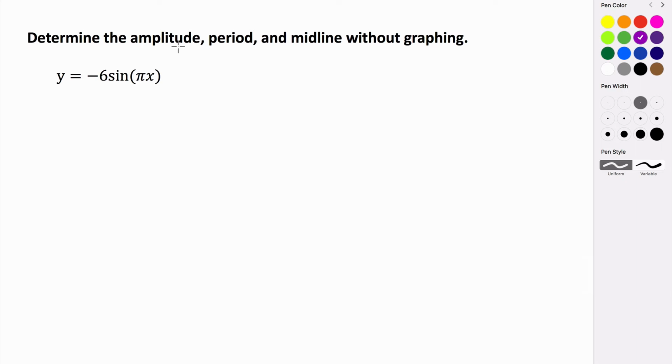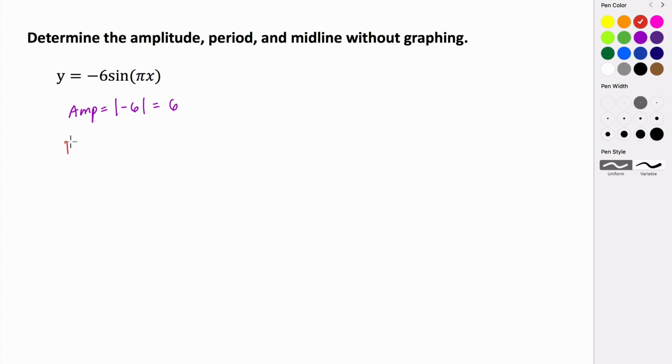We want to determine the amplitude, period, and the midline for this function without graphing. To find the amplitude, we know that the amplitude is just the absolute value of a. So a is -6, so it's the absolute value of -6, which is going to give us 6. What this means is that the distance from the midline to the maximum or minimum of our graph is going to be 6 units.